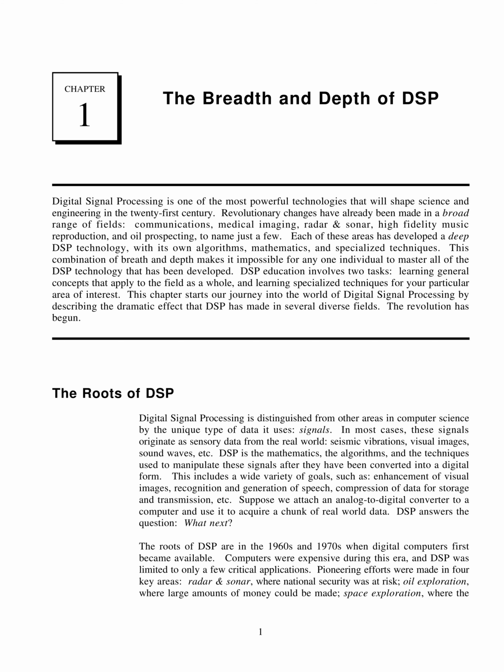Chapter 1: The breadth and depth of DSP. Digital signal processing is one of the most powerful technologies that will shape science and engineering in the 21st century. Revolutionary changes have already been made in a broad range of fields: communications, medical imaging, radar and sonar, high-fidelity music reproduction, and oil prospecting, to name just a few. Each of these areas has developed a deep DSP technology with its own algorithms, mathematics, and specialized techniques.